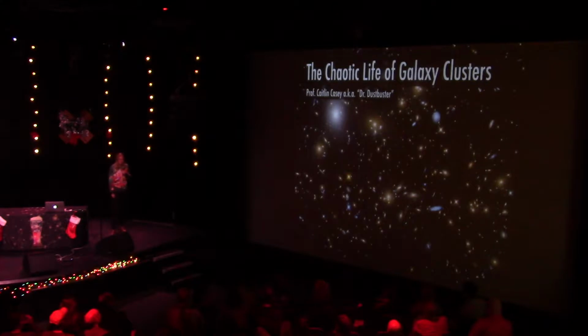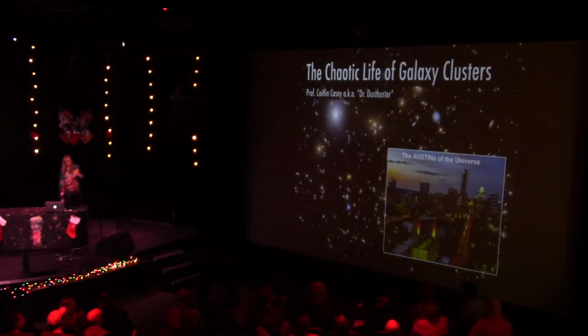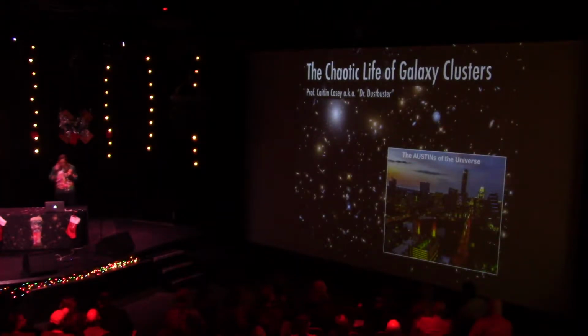So galaxy clusters are the most massive gravitationally bound things in the entire universe. That's it. The buck stops at galaxy clusters. And in many ways, they are the universe's Austins. They're the metropolitan areas. It's where all of the action is on the largest scales. And so I'll explain a little bit about why galaxy clusters are even more like Austin than you might think.